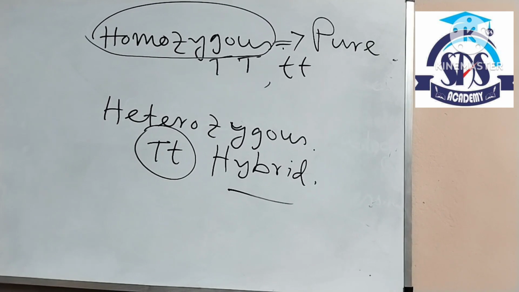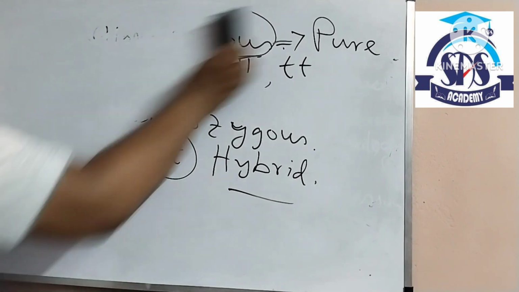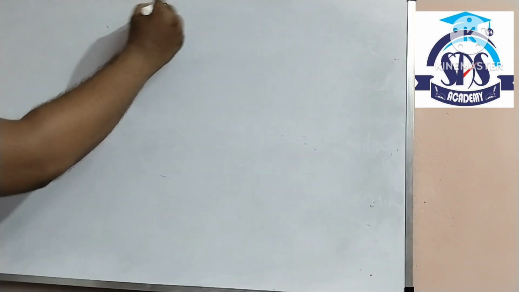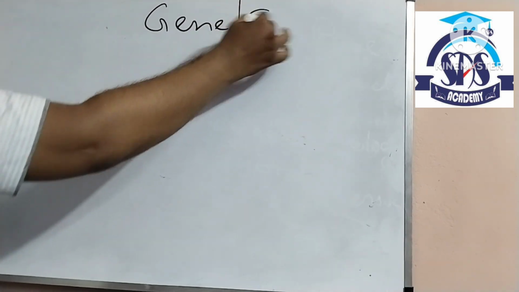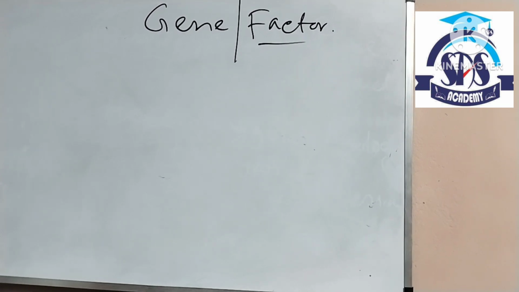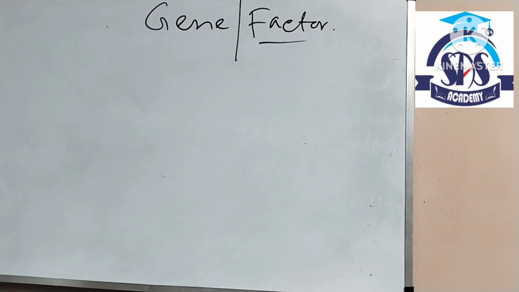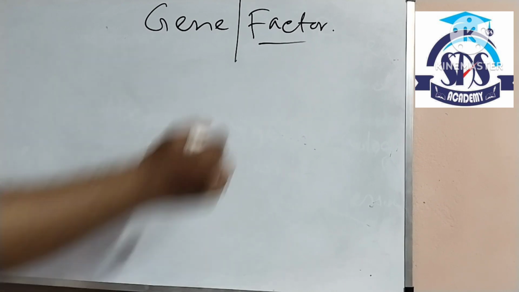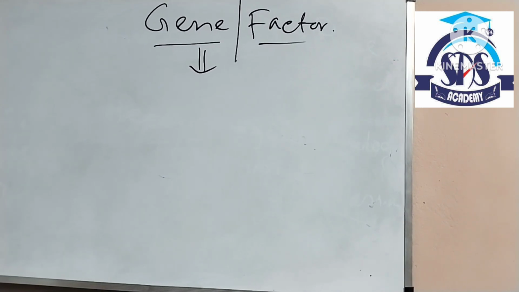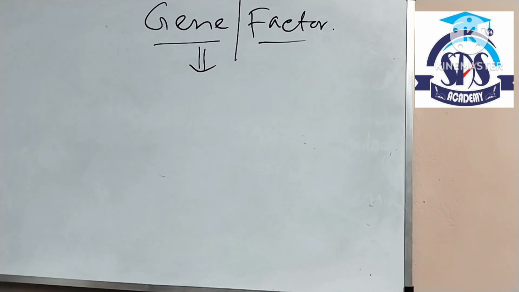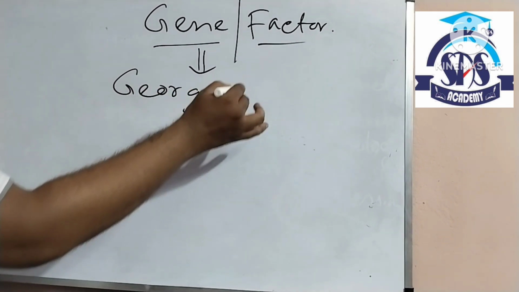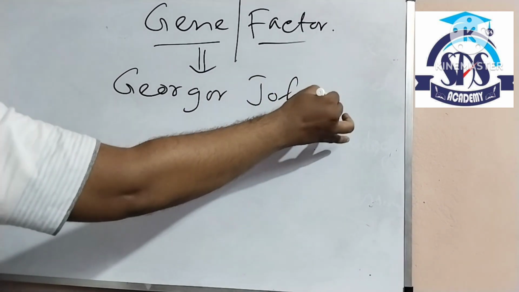First, the concept of the gene was put forward by Gregor Johann Mendel. He expressed it as a factor; the character is controlled by this factor. This gene or factor was first introduced through his renowned experiment in the garden pea, Pisum sativum. This scientist is Gregor Johann Mendel.